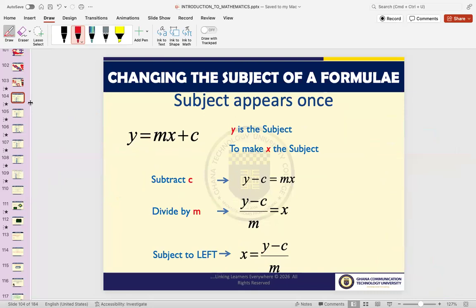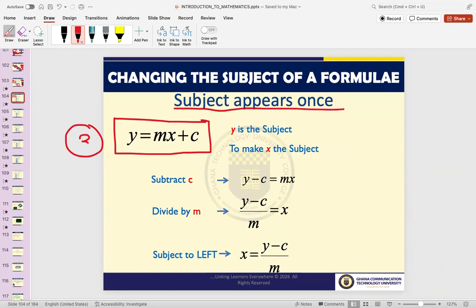Let's look at our second example, still the subject appearing once. This time we have Y is equal to mx plus c. This one too, the subject is appearing once. What do you want to do? They say make X the subject.